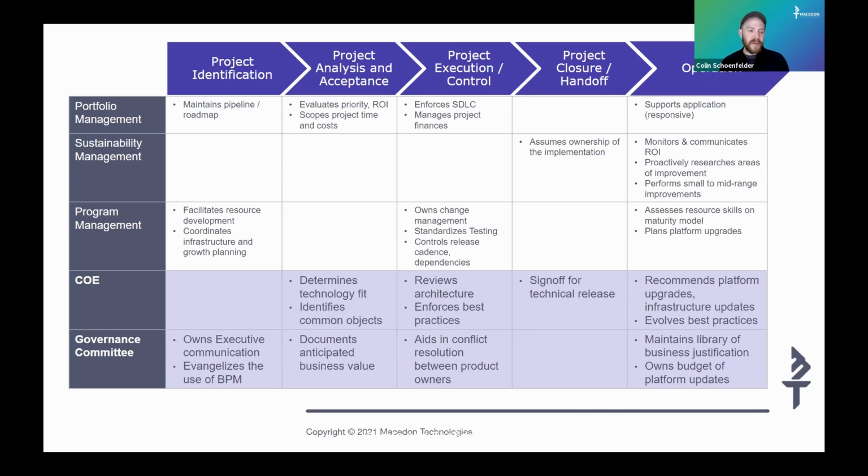I think that the COE probably has the most obvious responsibility here, which is doing the review of the architecture, doing code reviews, making sure that it's being implemented in a scalable way, really in the weeds of the technology, enforcing the best practices. So for sure, in the actual execution is probably the most obvious place for the COE.